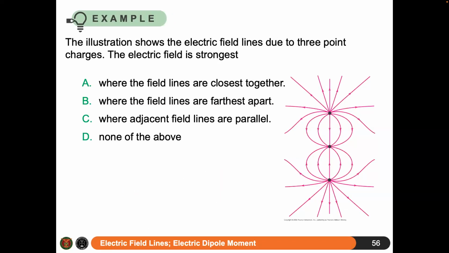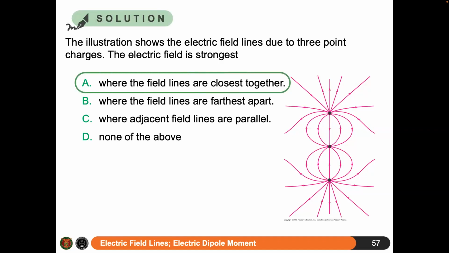Okay. So, another example. The following illustration shows electric field lines due to 3-point charges. Where is the strongest electric field? Kung saan closest together, kung saan farthest apart, kung saan may field lines parallel, or none of the above. So, dapat where the field lines are closest together. Kasi nga, strongest yung electric field, the more dense yung field lines.